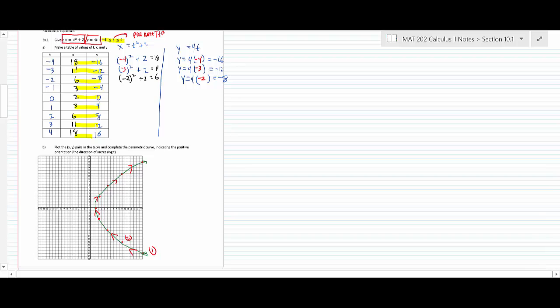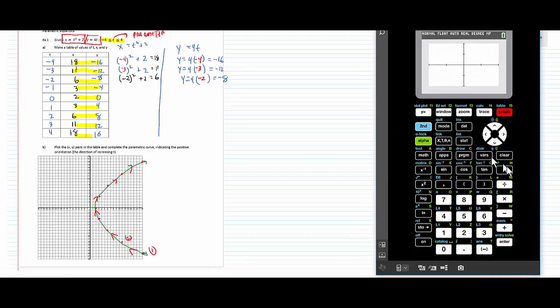Yes or no? That should be super easy, I would think. You just haven't seen this idea of parameterization. Now, get your calculator out. I want to show you how to do this on your calculator.